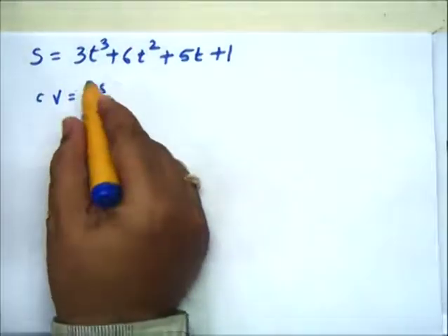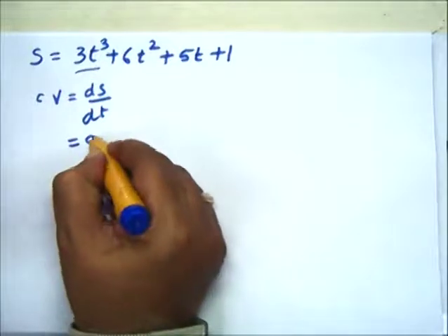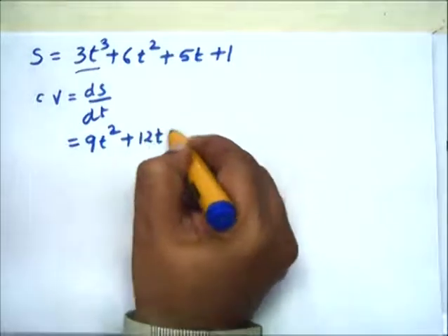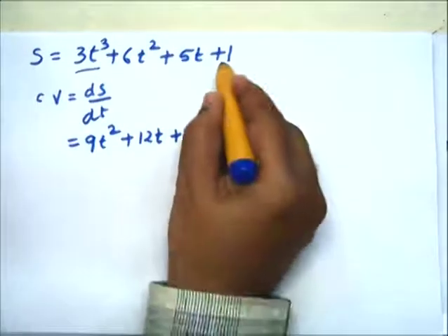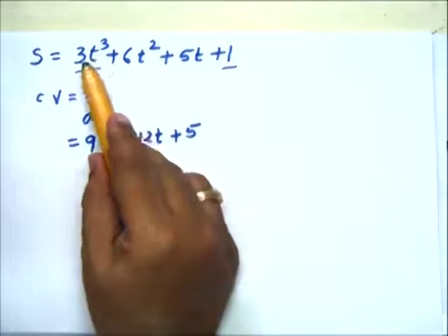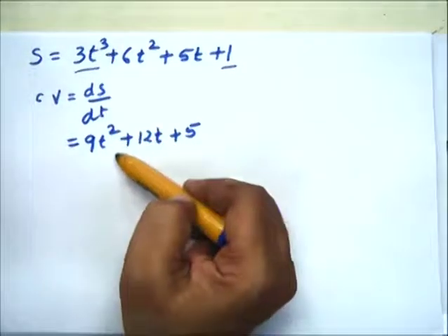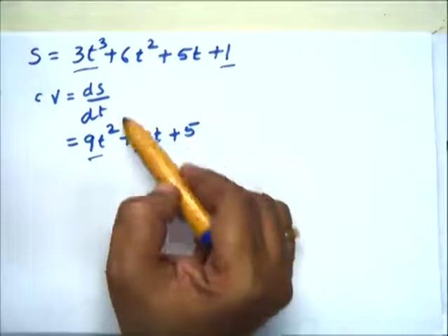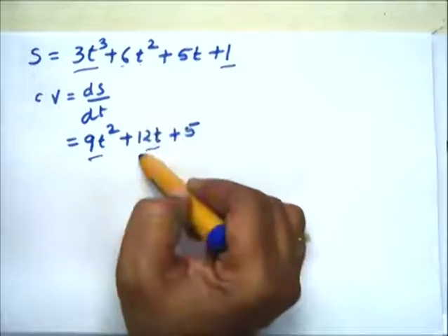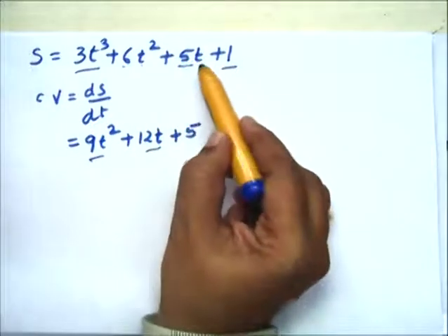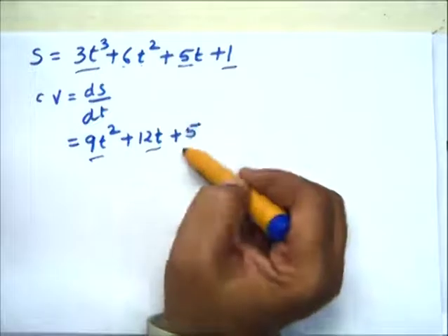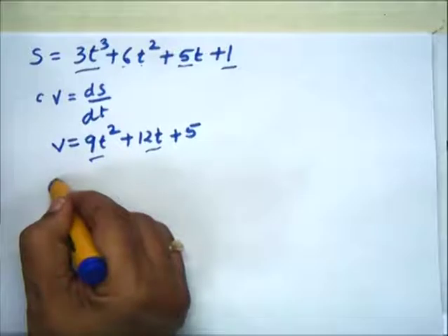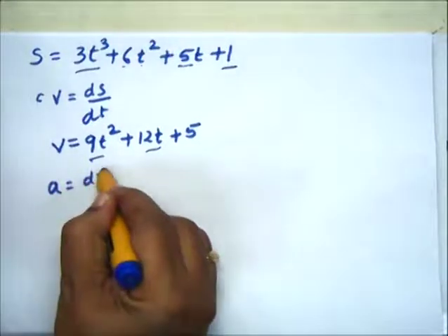So if we differentiate this, we have 9t square plus 12t plus 5, and the derivative of 1 is 0. The derivative of t cube is 3t square, into 3 is 9. The derivative of t square is 2t, so 6 into 2 is 12t. The derivative of 5t is 5, and the derivative of 1 is 0. So this is v. Then we get acceleration, that is dv by dt.